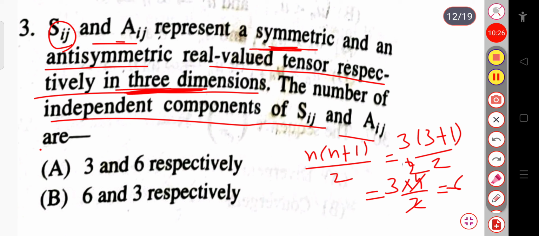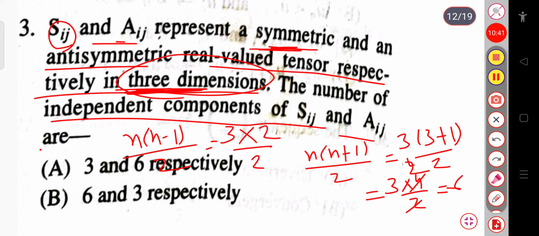And similarly for the antisymmetric tensor, it is also given, that is it is the 3 dimension. So this will be n into n minus 1 divided by 2. That is for the antisymmetric one. That is equal to 3 into 3 minus 1, this will be 2 divided by 2. So 2 gets cancelled. That will be 3. So for the symmetric that will be 6, and for the antisymmetric that will be 3. So this is our correct answer.